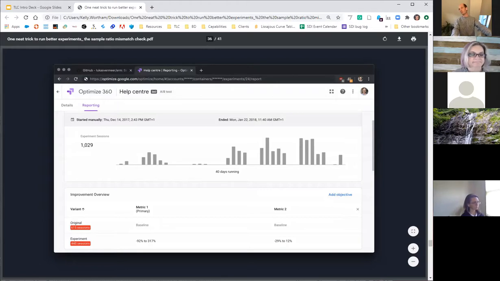And that's not what we would expect in a normal 50-50 split. And so these numbers are then colored red and flagged as a potential SRM.